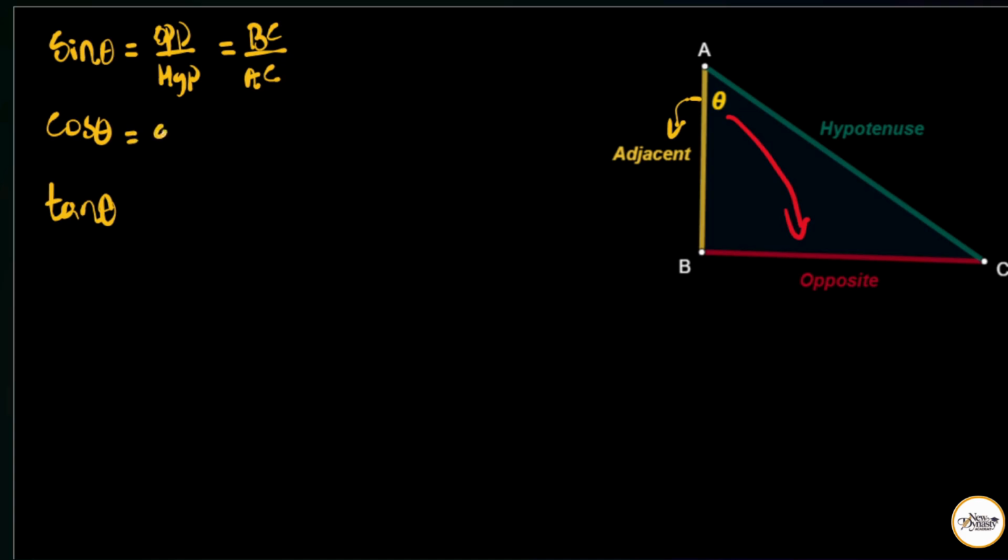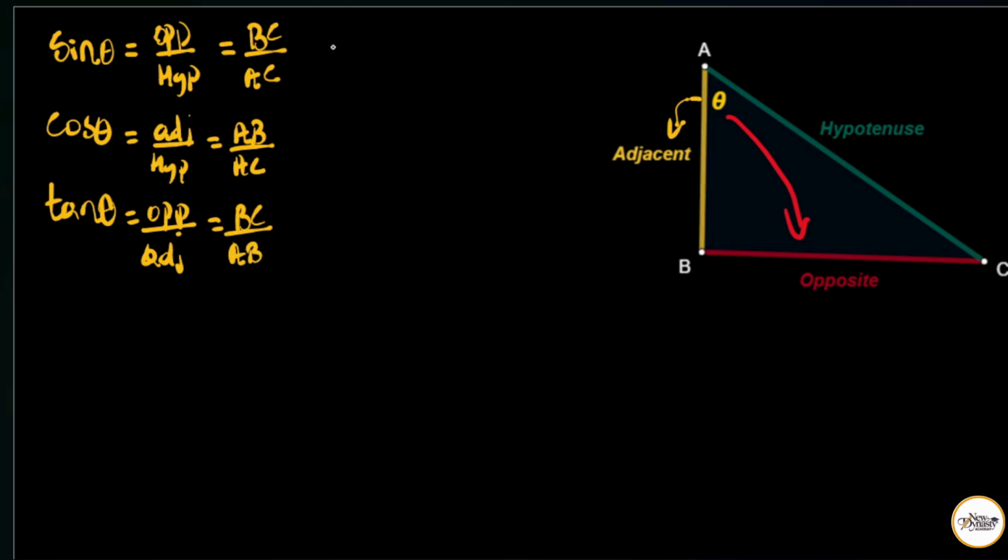And we said cos is the adjacent side over the hypotenuse. So our adjacent side is side AB, and our hypotenuse is still AC. Then tan of theta, we said tan is the opposite over the adjacent, and the opposite side is side BC over the adjacent AB.